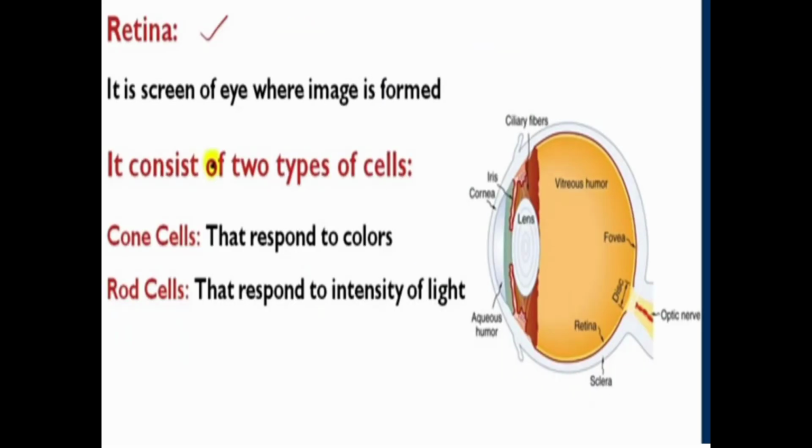Then comes the retina. Retina is the screen of the eye where the image is formed. This whole portion is the retina. It consists of two types of cells, cone cells and rod cells. Cone cells are the cells that respond to colors. Why can we see colorful things? Only because of the cone cells. If cone cells were not present, we would not recognize any colors. Rod cells respond to the intensity of light.